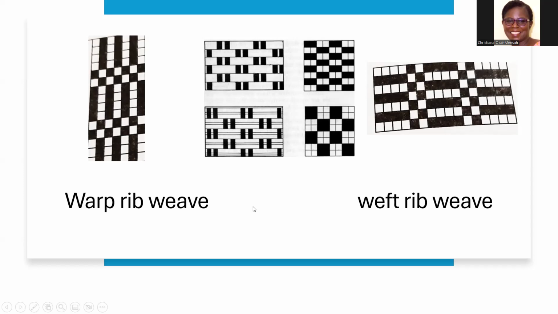Know the difference. This is the plain weave. You extend it to the top, that is vertical. It is called warp rib. Then when you extend the same thing to the left, that is the horizontal, it is called weft rib weave. I hope you know the difference now.